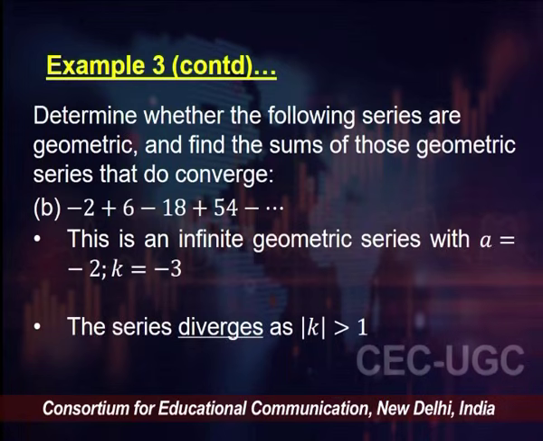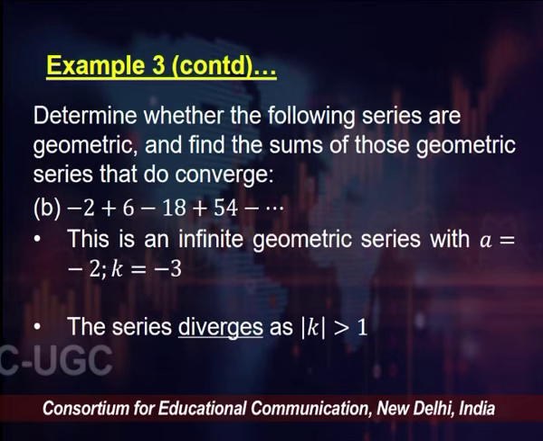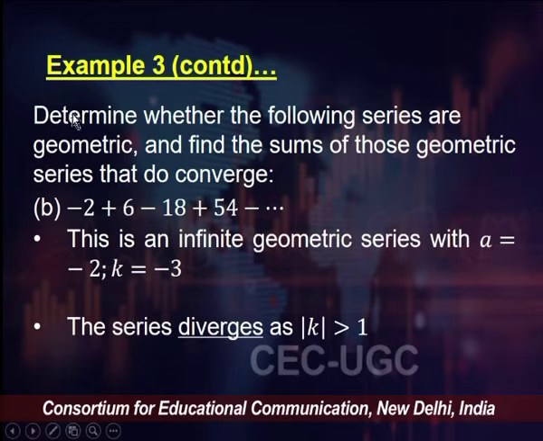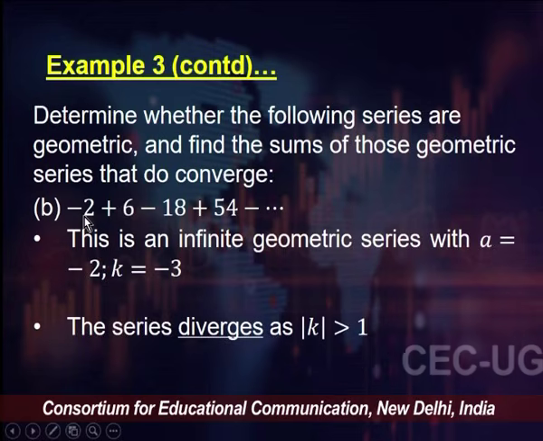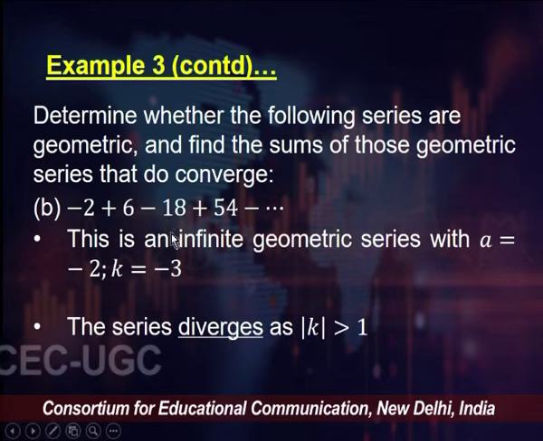Okay. Here we have the series minus 2 plus 6 minus 18 plus 54 and so on. Here it is again an infinite geometric series with the first term being minus 2 and the common ratio being minus 3, right, because minus 2 times minus 3 is 6, then 6 times minus 3 is minus 18 and so on and so forth.